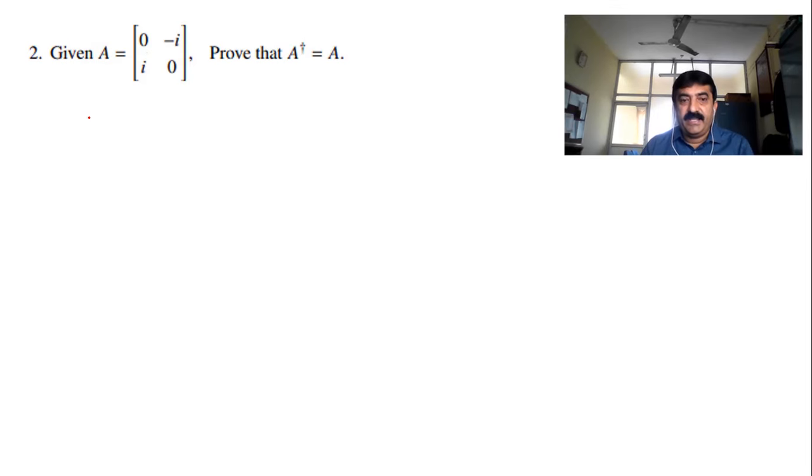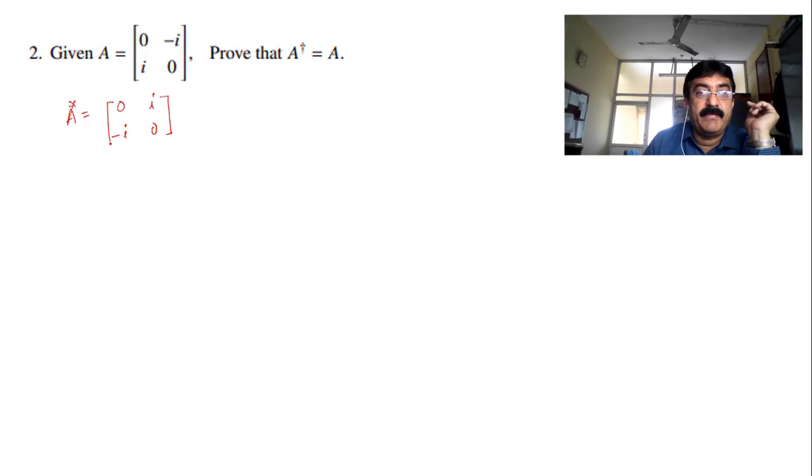How to find A dagger? It is by taking the complex conjugate and then the transpose. So you take the complex conjugate of the given matrix and then transpose it, and it becomes A dagger. A dagger is also called the Hermitian. First I take the complex conjugate, that is A star, which becomes [0, i; -i, 0]. Wherever you have i, you change the sign: minus i becomes plus i, plus i becomes minus i. So this is the complex conjugate of the given matrix.